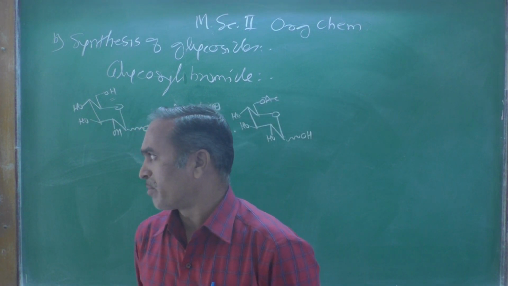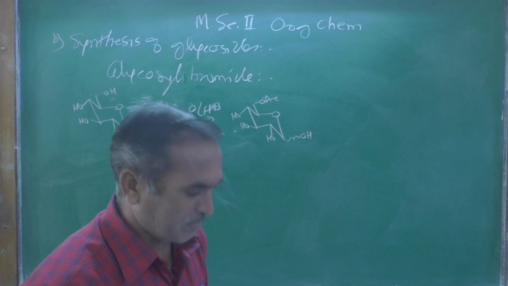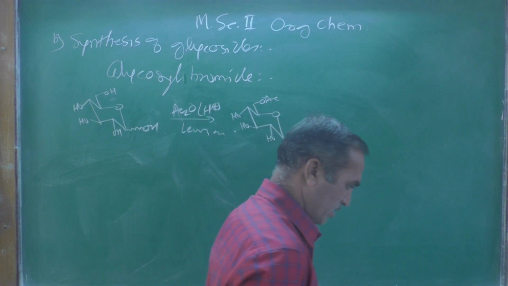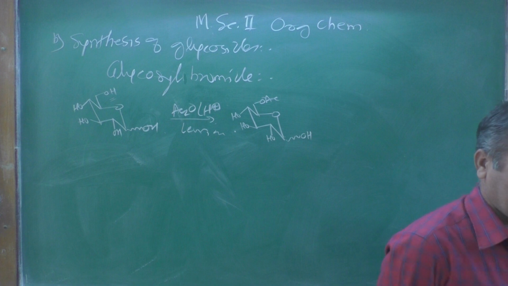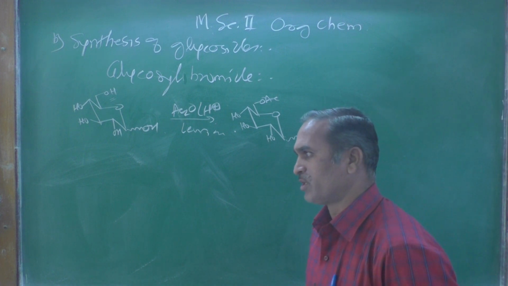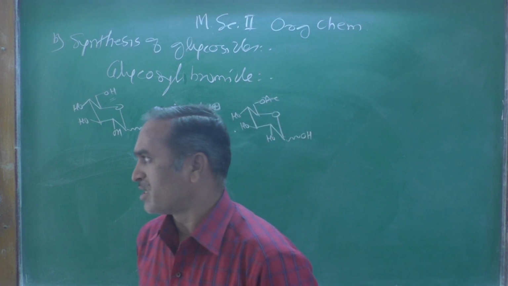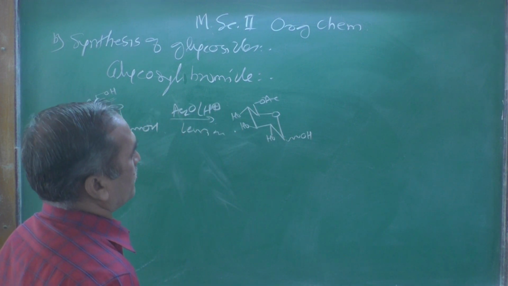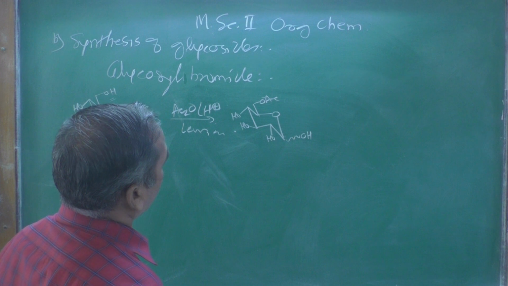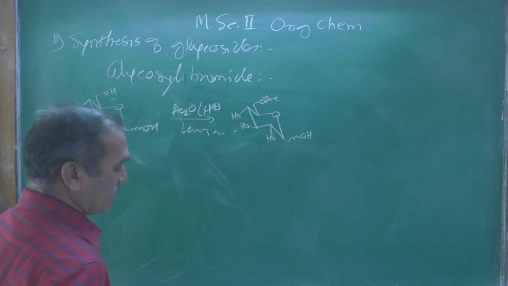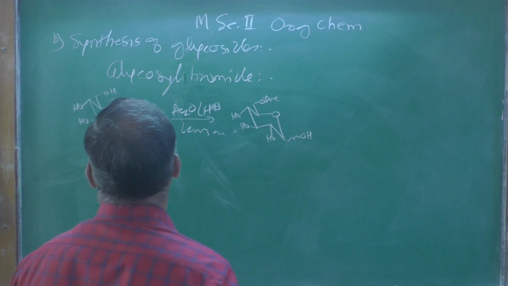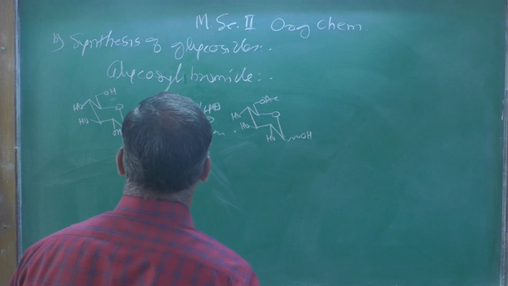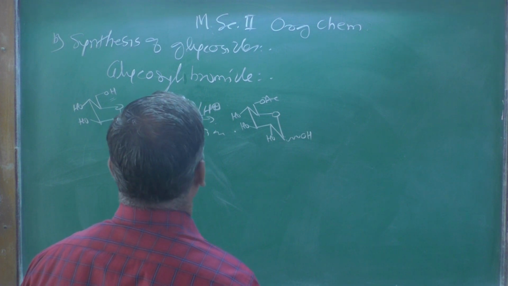If it is present above the plane, then we can represent it by beta, and if the hydroxyl group is below the plane, that is called an alpha side, or we can call it the alpha anomer.